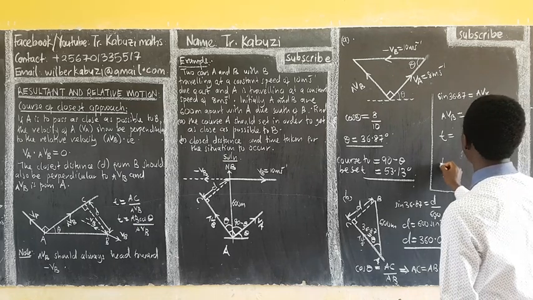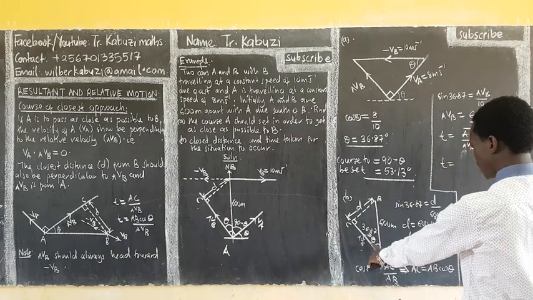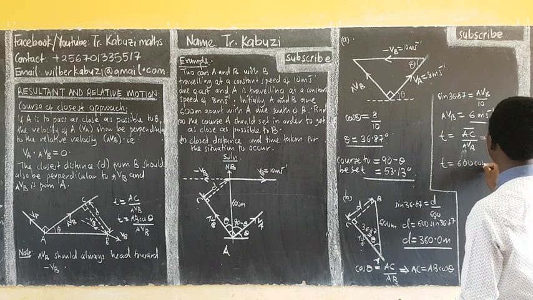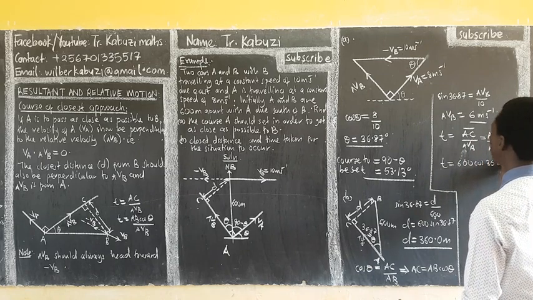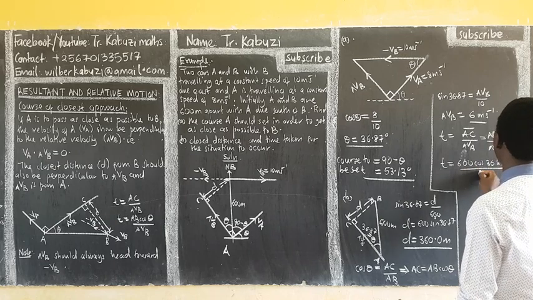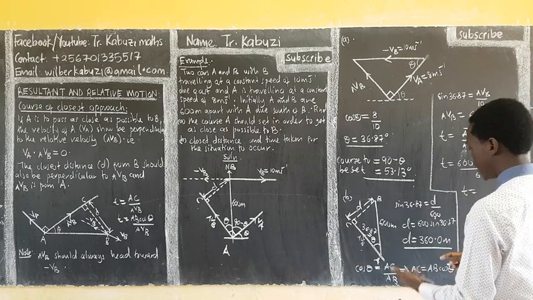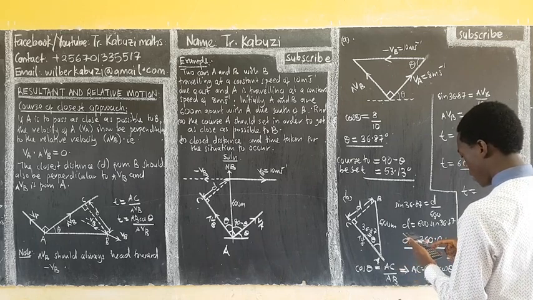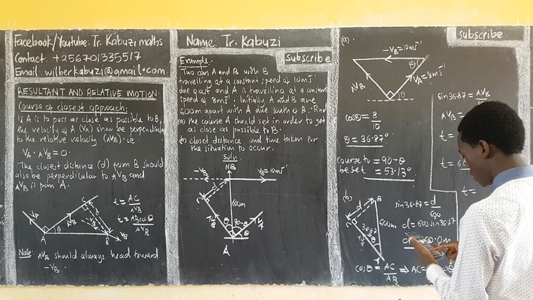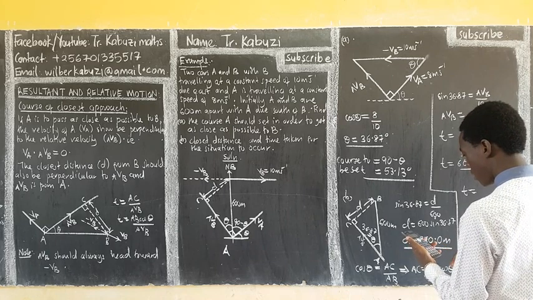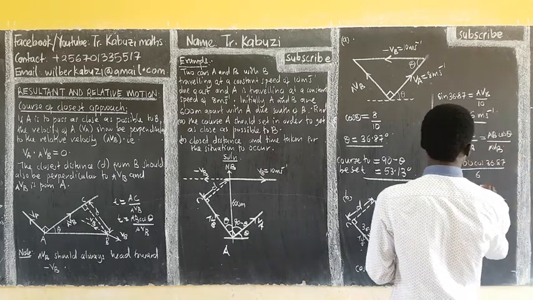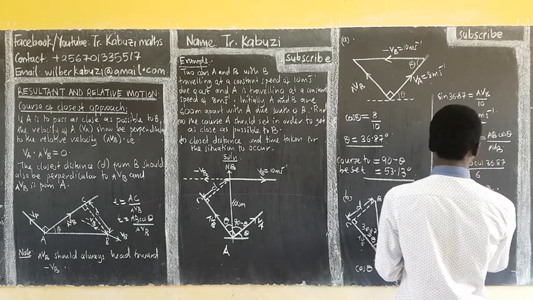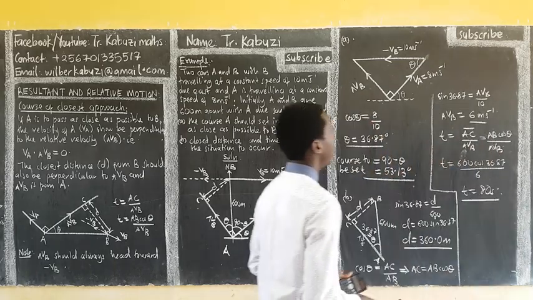So here my time now will be 600, then cos of 36.87, the whole over 6. So here our time is going to be, so here, I'm getting 8 seconds. Okay, that will be the answer. So, as simple as that.